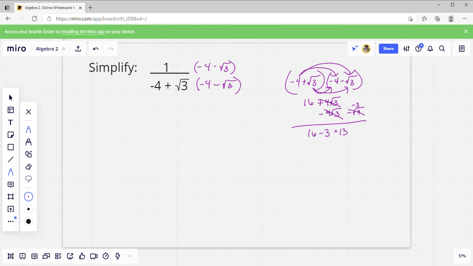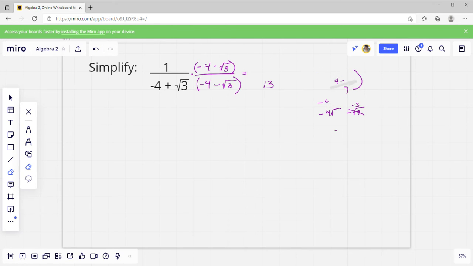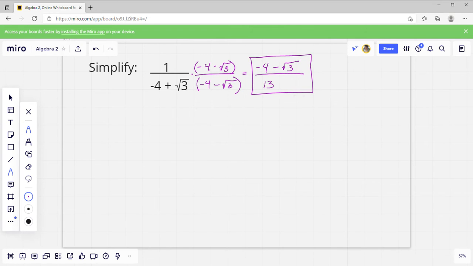All right, so I'm going to rewrite this. Actually, I'll just erase over here. So this whole bottom part that we're multiplying is going to come out to 13. And then our top is just going to be 1 times that, so negative 4 minus the square root of 3. And here's our answer. We got rid of the radical sign on the bottom. It basically just moved up to the top. All right, let's do another one.